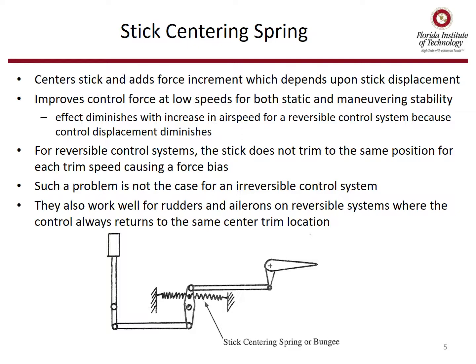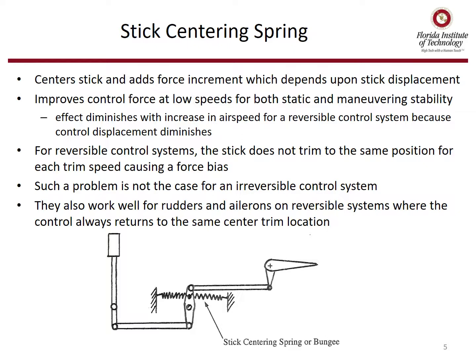We'll start with the stick centering spring. This centers the stick and adds a force increment, which depends upon the stick displacement, along the lines of Hooke's law. It improves control force at low speeds for both static and maneuvering stability. The effect diminishes with increase in airspeed for a reversible control system because the control displacements also diminish.